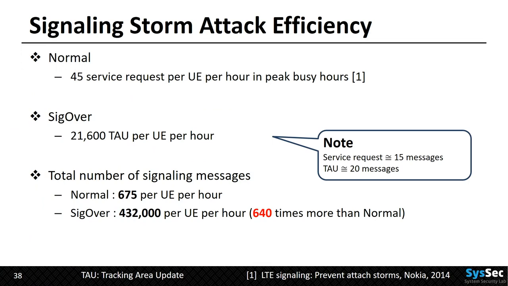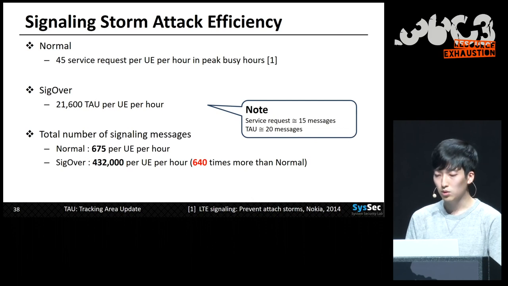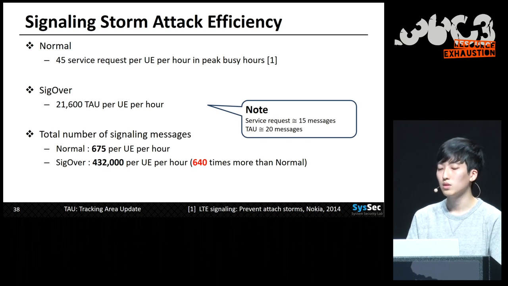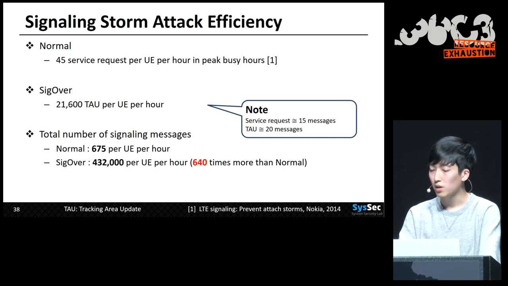We evaluated the amplification factor of the signaling storm attack. In a normal situation, a UE sends about 45 service request messages corresponding to over 600 signaling messages per hour. Signaling storm using SigOver can generate around 21,000 tracking area update requests corresponding to around 400,000 signaling messages per hour. In summary, signaling storm can generate 640 times more signaling messages per UE.